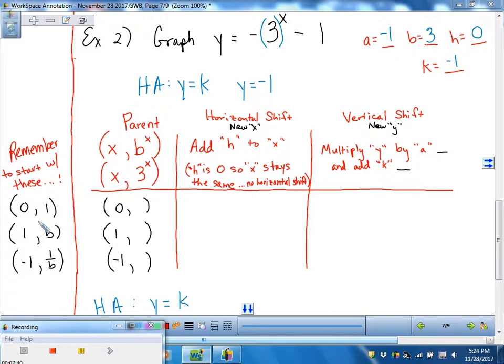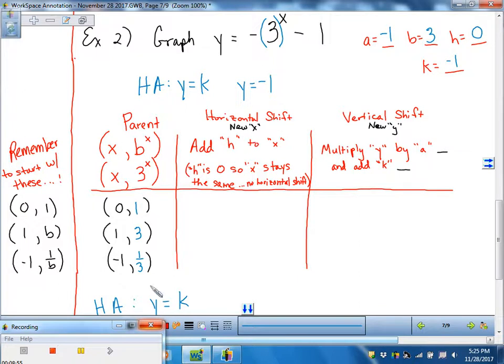And you always start with these points, (0, 1), (1, b). Well, our b this time is 3, so (1, 3). And then (-1, 1 over b). So 1 over b would be 1/3. The reciprocal of 3 is 1/3.